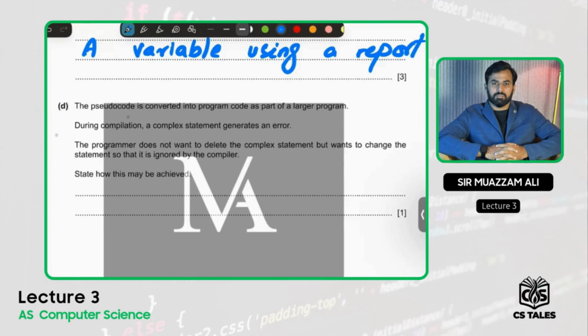The programmer does not want to delete the complex statement, but wants to change the statement so that it is ignored by the compiler. So state how this may be achieved. Whenever there is a complex statement, you must modify it by using a comment. At this point, whenever you feel there is any difficulty, change the statement into a comment.